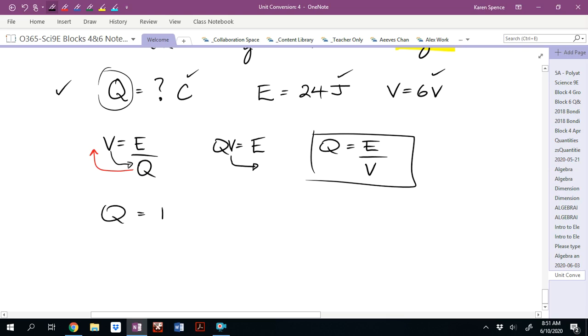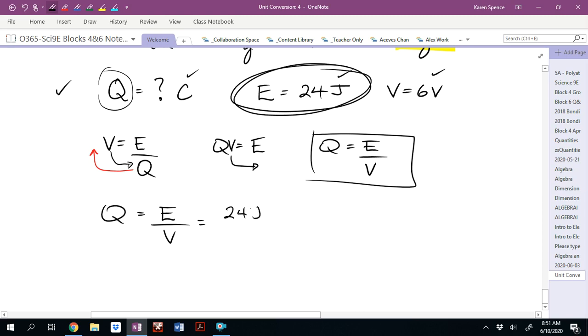So now we have Q is equal to E over V, and we know that our energy is 24 joules. So now we're doing the plug and chug. So we're going to plug 24 joules over our voltage is 6 volts, 6 volts. Okay, and I'm going to take 24 divided by 6, and when I do that, I get the number 4.